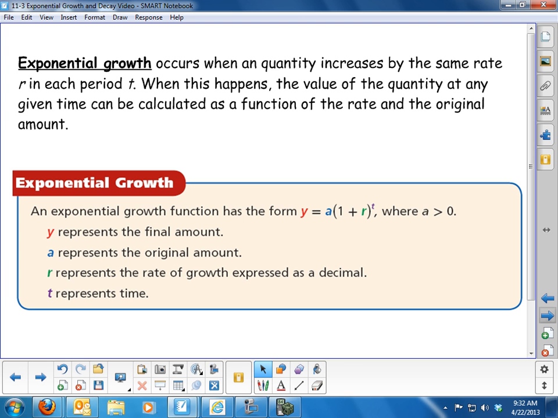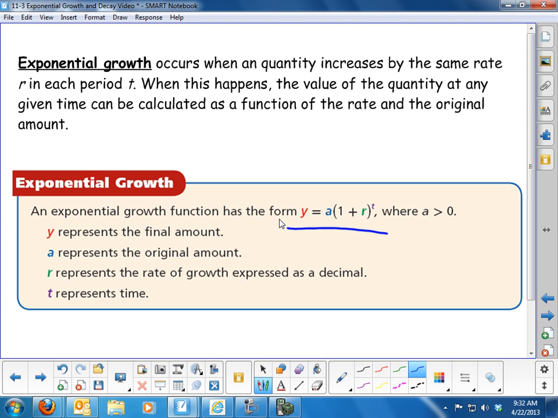So exponential growth is this formula here: y equals a times (1 plus r) raised to the t. Now you need to write that formula down and write down what each of the variables stand for. Y represents the final amount, that would mean the final number of insects after a given time period. A represents the original amount, how many insects were present at the very beginning.